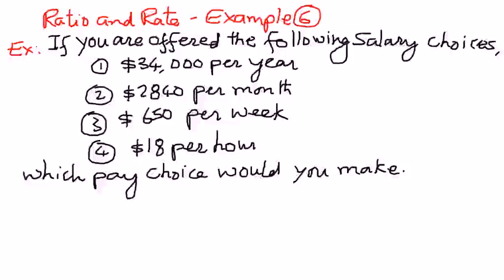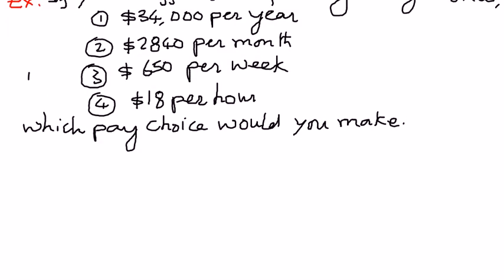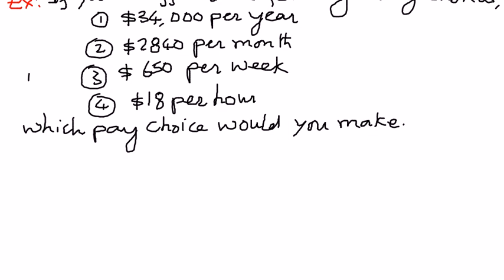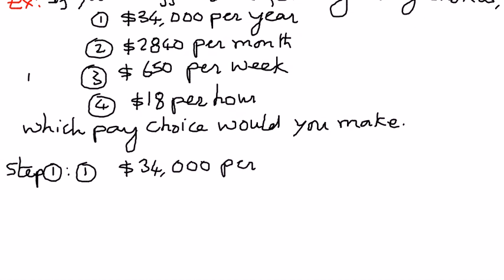Very interesting. Let us see how we can understand this, how we can solve these types of problems. Let us write them down in these simple steps. For the first one, we are making $34,000 per year. There is nothing else we can do, so we'll just leave that as is for now.